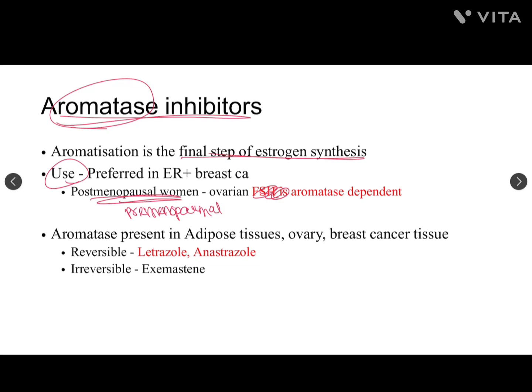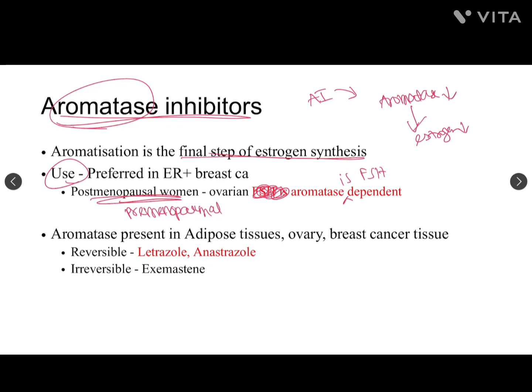In premenopausal women, what happens is the ovarian aromatase is FSH dependent. The ovarian aromatase is FSH dependent. Means, let us say I give some aromatase inhibitors and block the aromatase enzyme. Now aromatase activity will come down. So as a result, what will happen? Estrogen levels in the female body will come down.